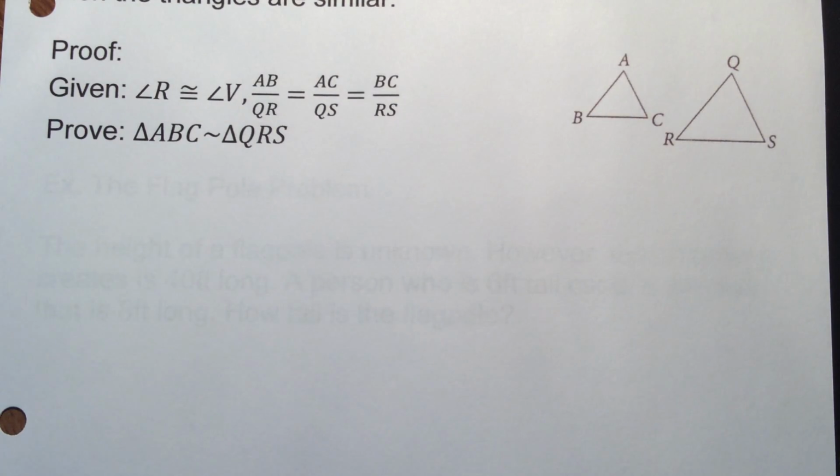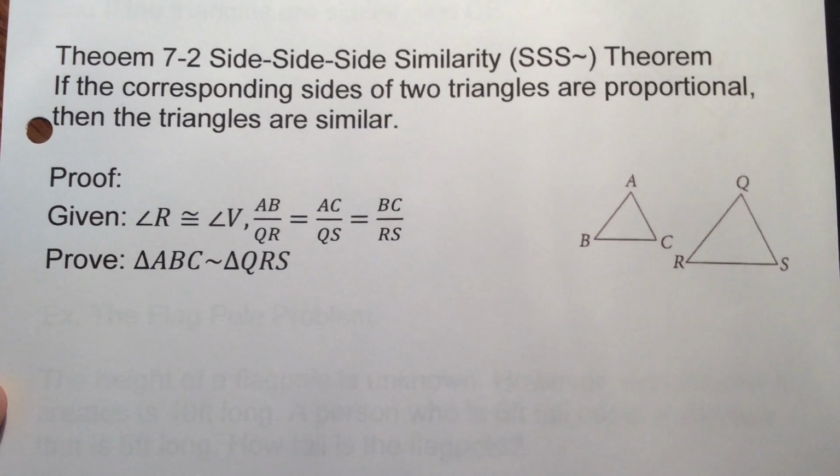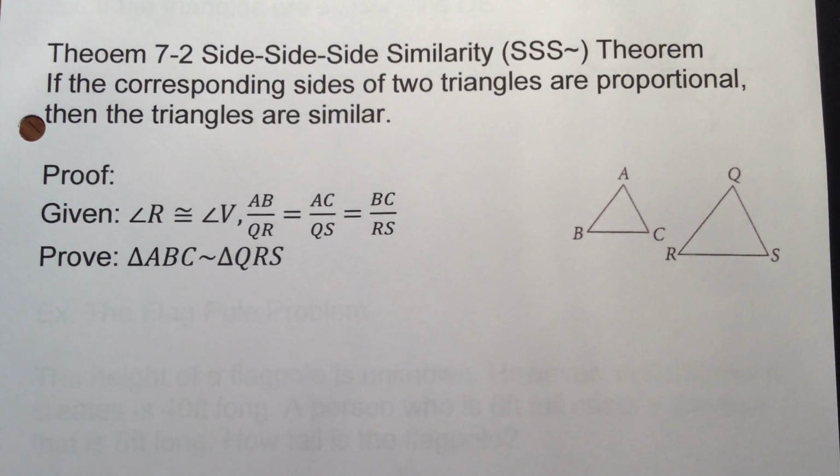Next, we have side-side-side similarity. This is another one of those where if the corresponding sides of two triangles are proportional, then the triangles are similar. So if all we know is the sides are proportional, that's going to be enough to show that these are similar. And I am off the screen, I am sorry. So if all the sides are proportional, we'd be able to say they're going to be similar then.